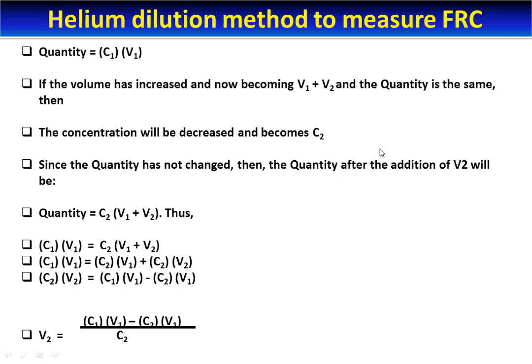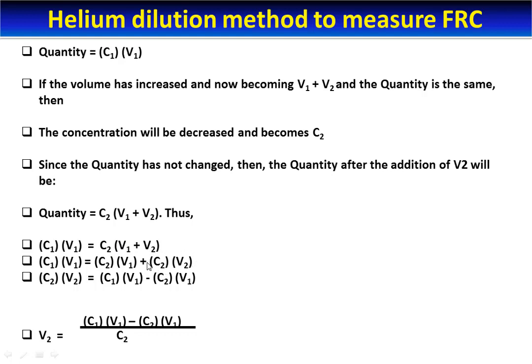Then the quantity after the addition of V2 will be the same, but will now be C2, the new concentration, multiplied by the two volumes, the original volume and the additional volume. Thus, since the quantity is the same, C1 multiplied by V1 is equivalent to C2 multiplied by V1 plus V2. So C1 multiplied by V1 is equivalent to C2 multiplied by V1 plus C2 multiplied by V2.